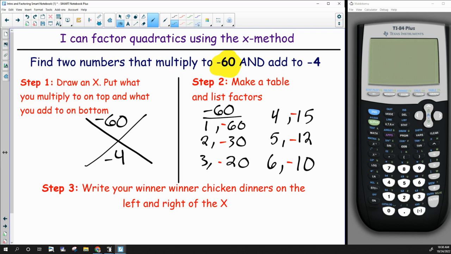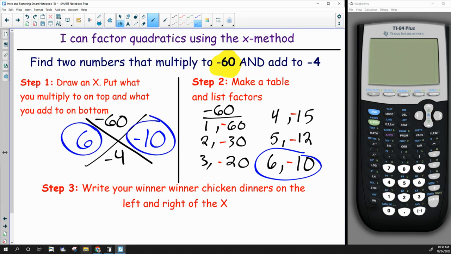It is the last one. 6 and negative 10 add up to negative 4. 6 and negative 10 are our winner. Chicken dinner. The end.